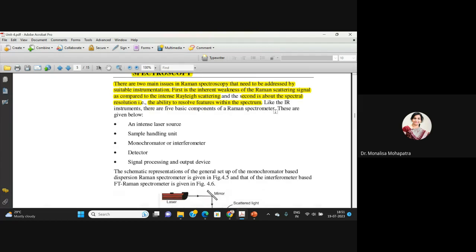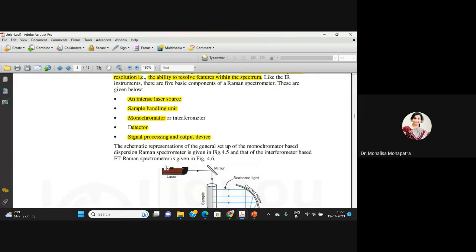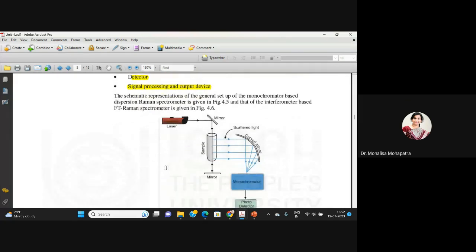Like the IR instruments, here also you have five basic components: the laser source, or source of irradiation, then a sample handling unit, then a monochromator, then a detector, then a signal processing or output device. Everywhere this is the protocol we are maintaining. So if you correlate the things and study, you can remember most of them.